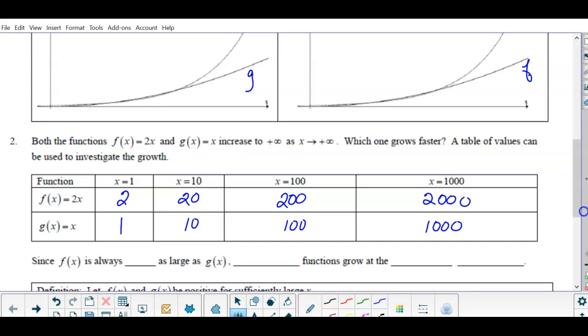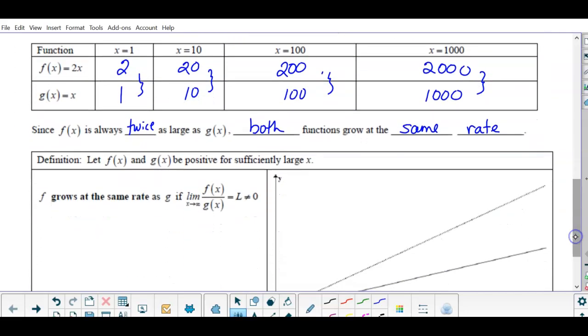Okay, so in this case, when you compare these, you can tell. If you take the ratio of f over g, you get 2, right? Here you get 2, here you get 2, here you get 2. So since f of x is always twice as large as g of x, both functions grow at the same rate. So if you actually get a limit that's not 0 and not infinity, then they grow at the same rate.